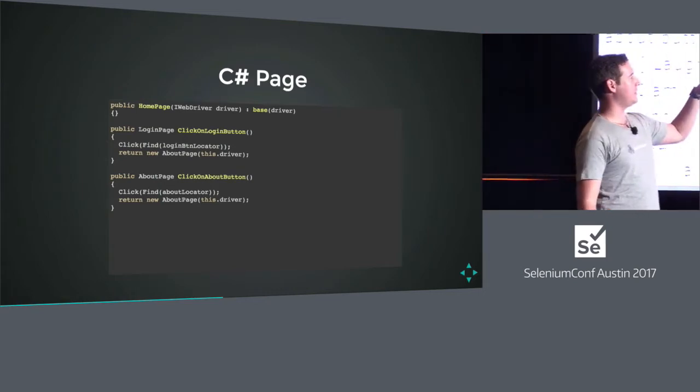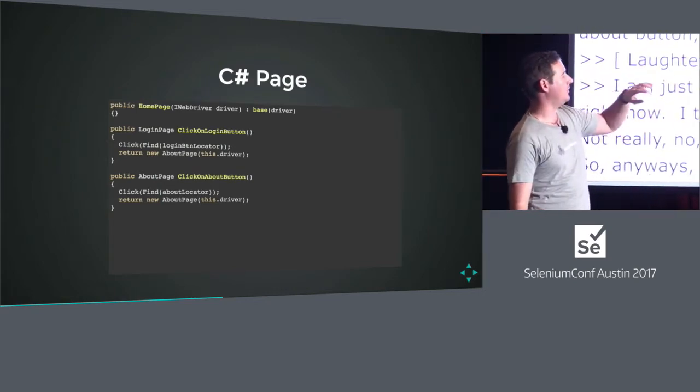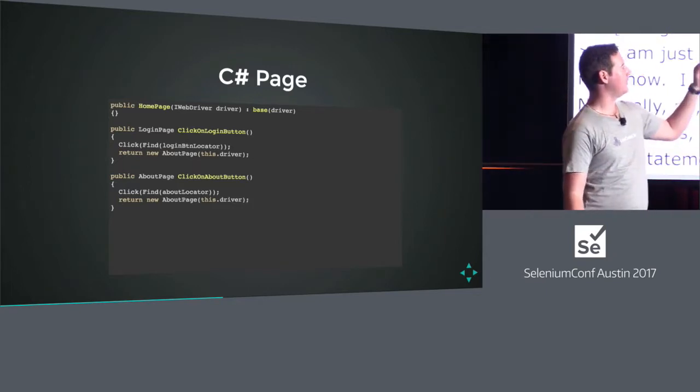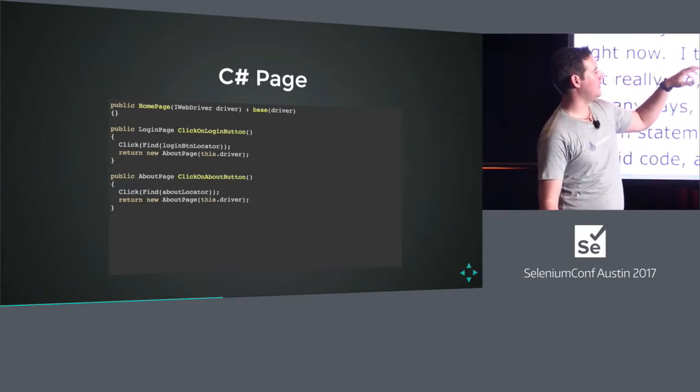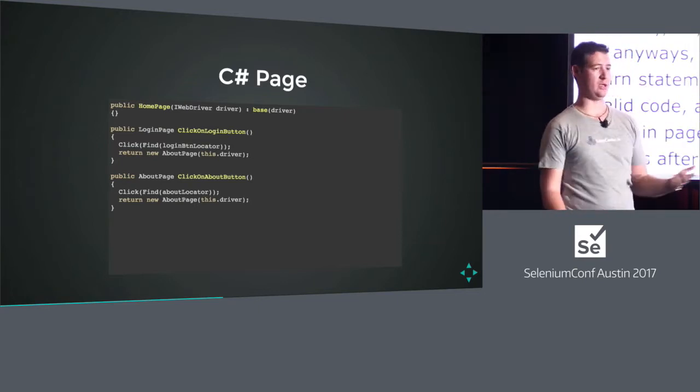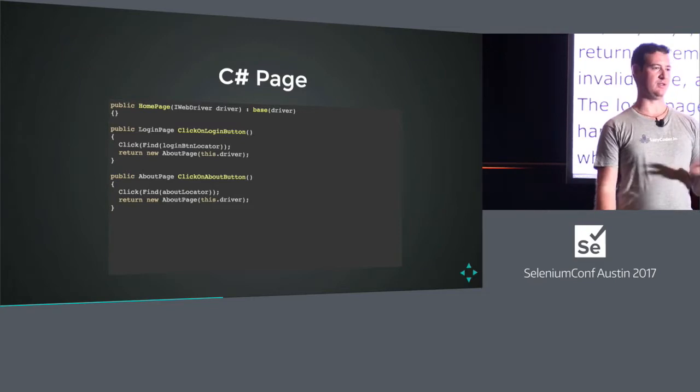so we have the 2 different return statements returning, that is invalid code. Awesome. The login page and the about page, and it happens right after you click the button that finds the login button or the about button. I didn't say this was fantastic code.